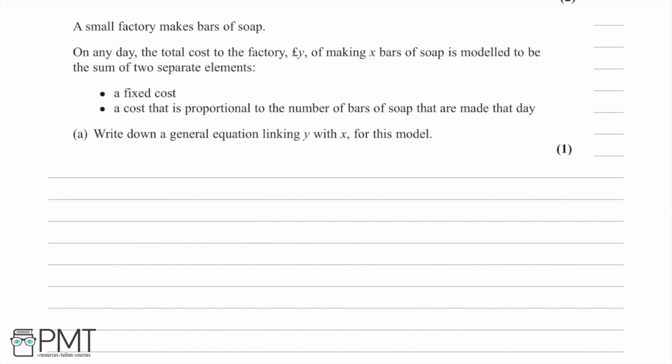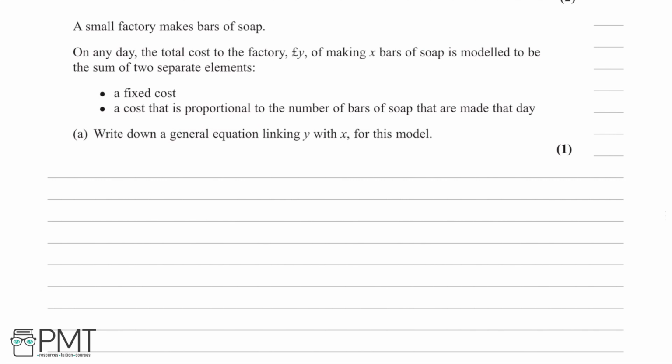So in this question, we're told that a small factory makes bars of soap. And on any day, the total cost of the factory, which is in Y pounds, of making X bars of soap, is modelled to be the sum of two separate elements. So it has a fixed cost, and then a cost which is proportional to the number of bars of soap that are made that day.